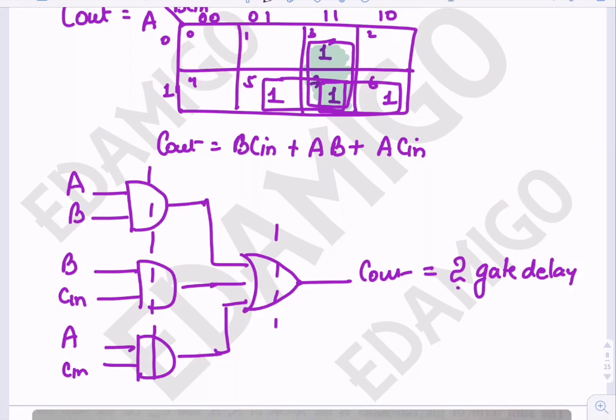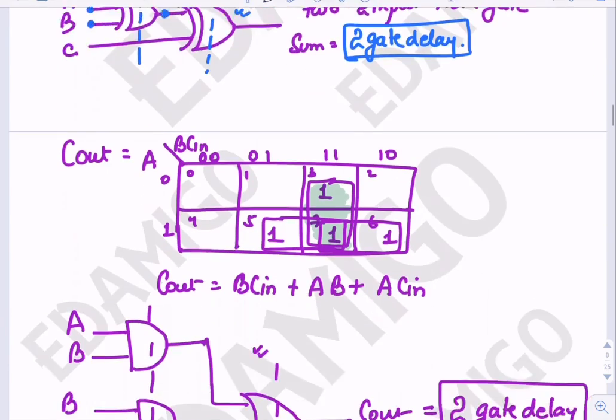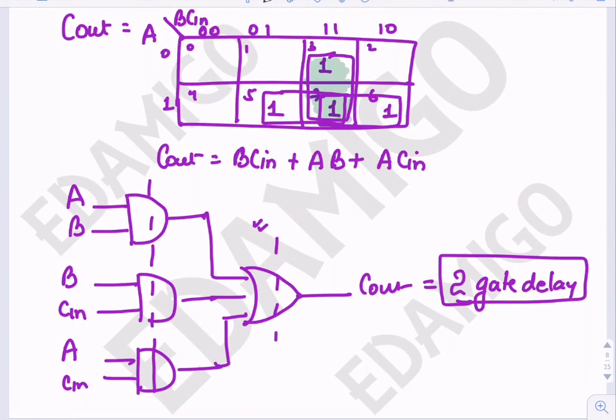Okay, and there is no need of any complemented input. So when all the gates are available and only two input gates are available, we can see that sum has 2 gate delays and carry also has 2 gate delays. Okay, so full adder has 2 gate delays to produce the output sum and the carry output.